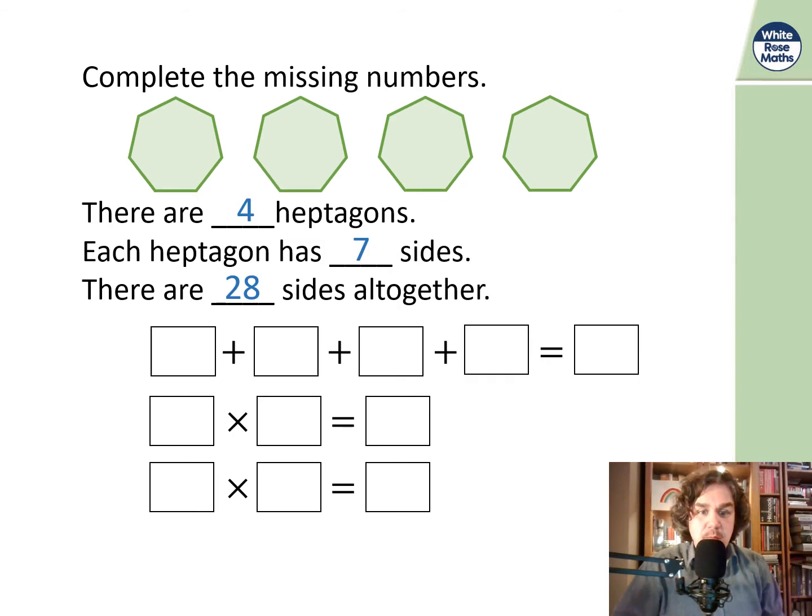Complete the missing numbers here. So here are the different ways we can express this multiplication. We can say 7 add 7 add 7 add 7 is 28. We can also say 4 times 7 is 28. And because of the commutative law, we can say that's right.